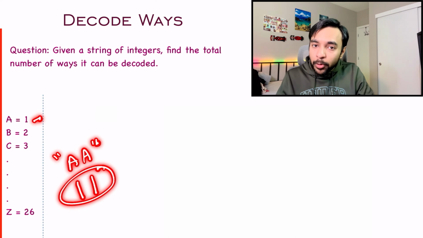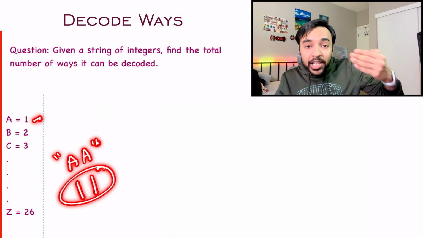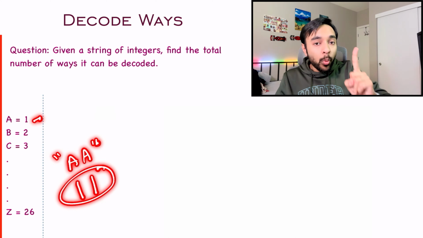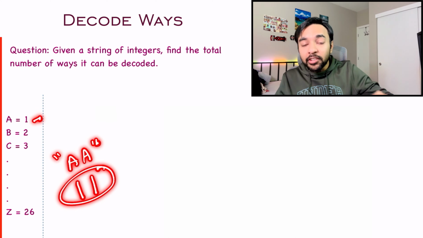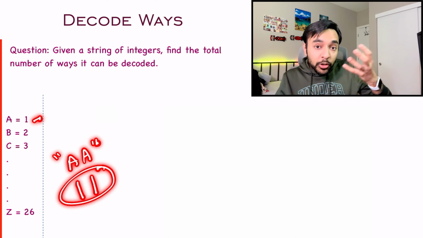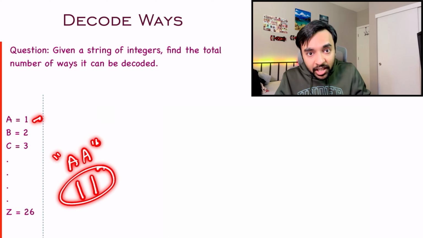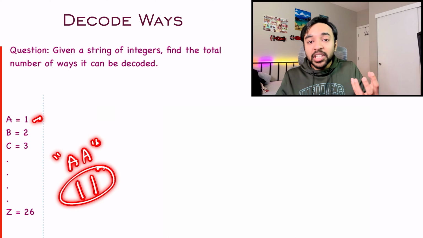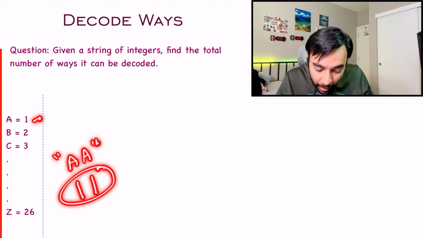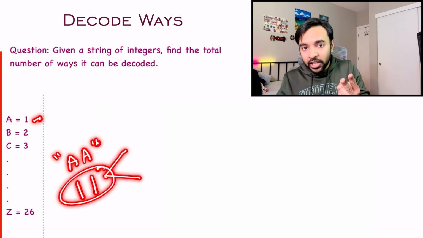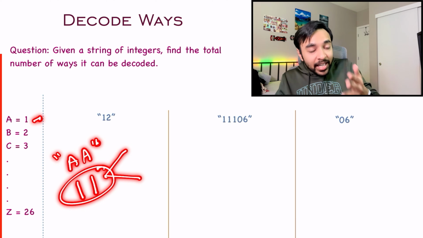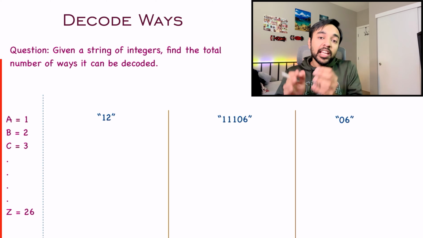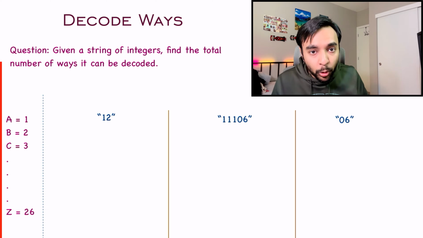But do you see the problem now? If you try to decode this string, what will happen? Either you can interpret it as 1 and a 1 and that will give you AA, or you can also interpret it as 11, and once you interpret it as 11, it becomes a K. So you were able to decode this string in two different ways, and that is what you have to tell me. Given a string, you have to tell me in how many different ways you can decode it.